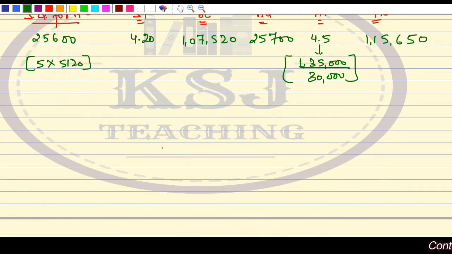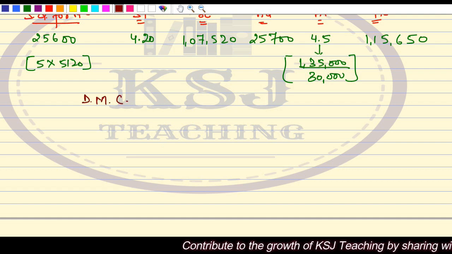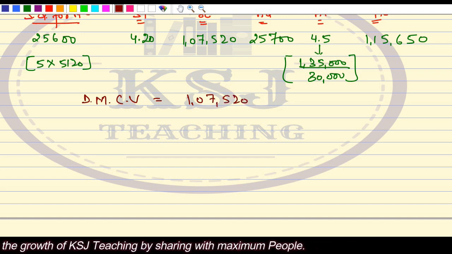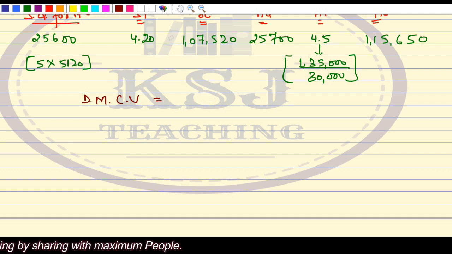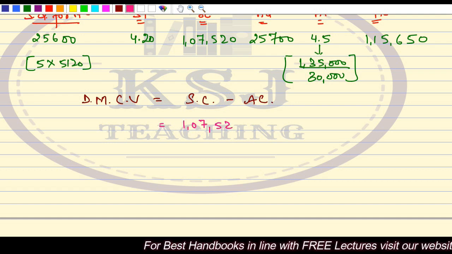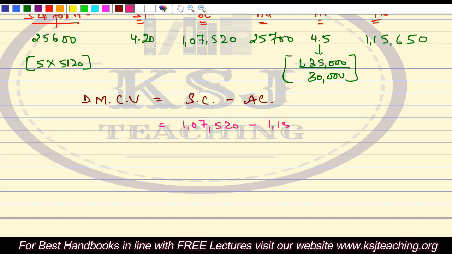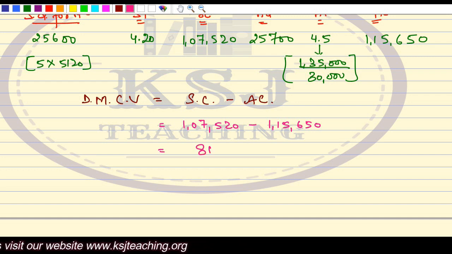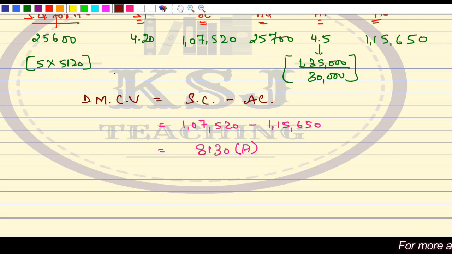So from here, we can calculate the variances, that is direct material cost variance, that comes out to 1,07,520 standard cost minus actual cost. Okay, we'll write the formula also. Standard cost minus actual cost, right? What is my standard cost? 1,07,520 minus actual cost 1,15,650. So this comes to 8,130 adverse, right? This is my cost variance.